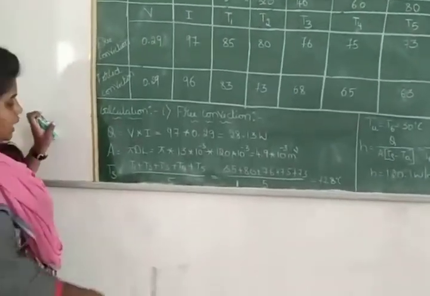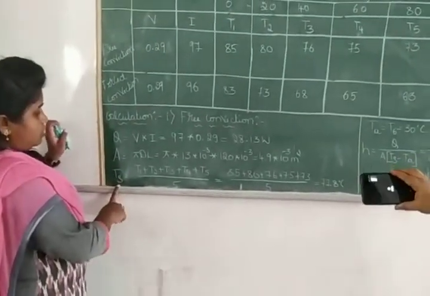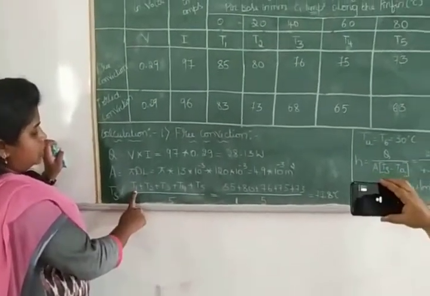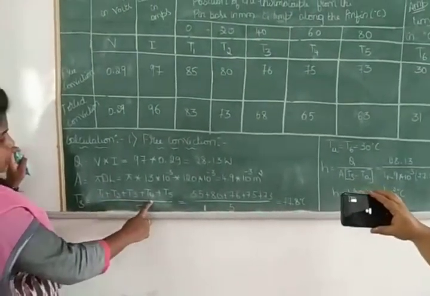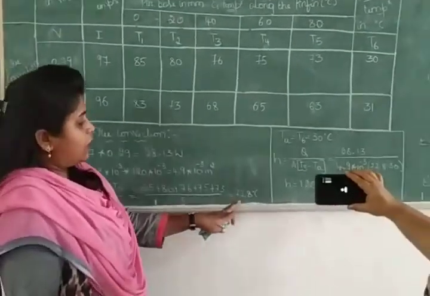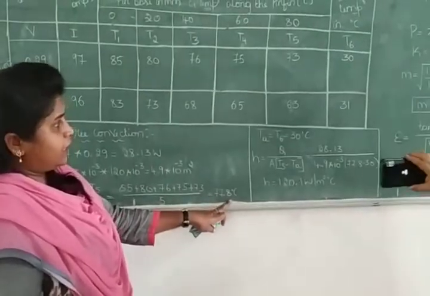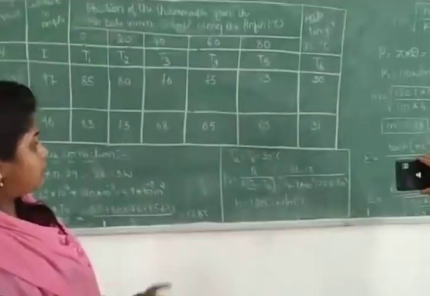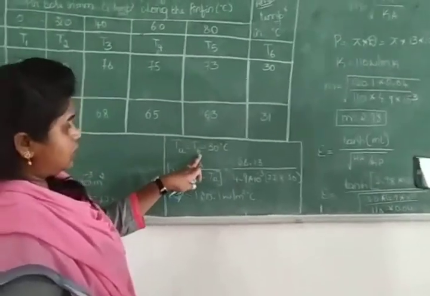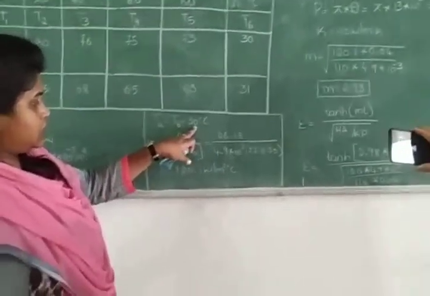So if you want to calculate the value of surface temperature, as we know that there are 5 thermocouples, we need to take the average. So that is T1, T2, T3, T4, T5 divided by 5. So finally we will get the value as 77.8 degrees Celsius. So this is the value of surface temperature. So coming to the ambient temperature, that is nothing but your T6, it is 30 degrees Celsius.